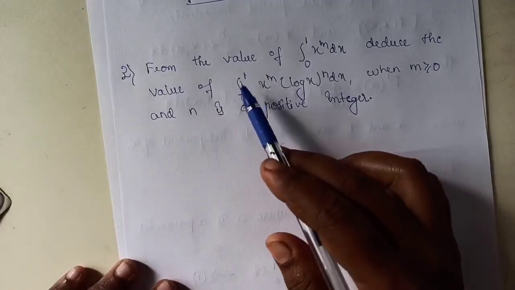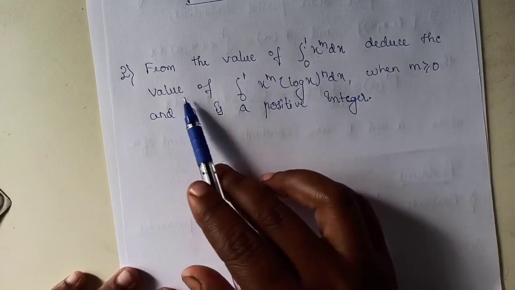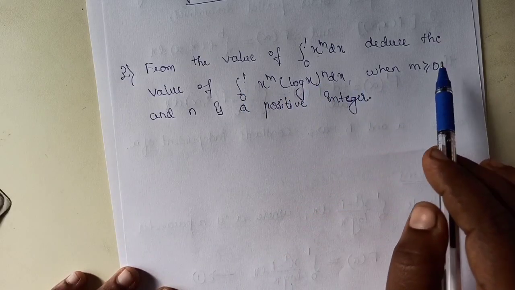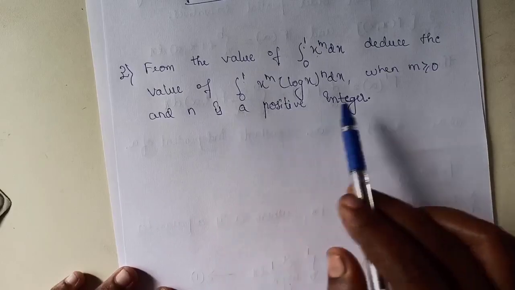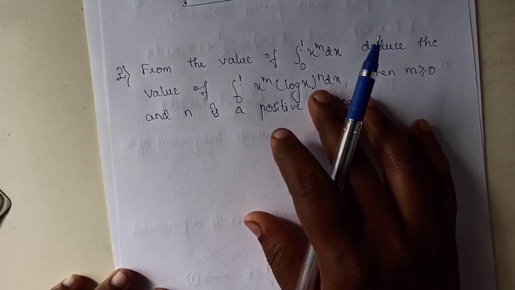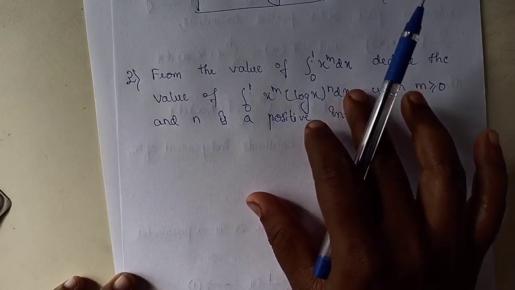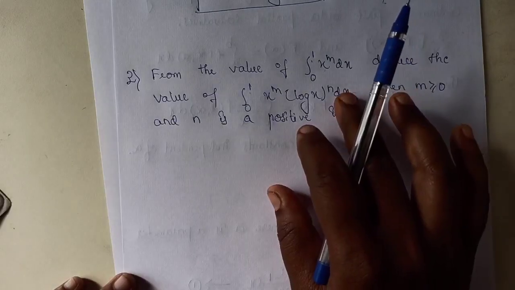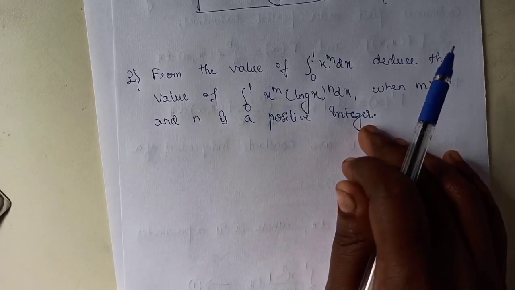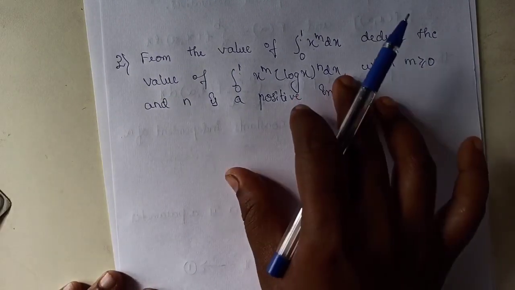Next problem. From the value of integral 0 to 1 of x raised to m dx, deduce the value of integral 0 to 1 of x raised to m times (log x) raised to n dx, when m is greater than 0 and n is a positive integer. So in the exam they may ask a question like this also. Here again we use differentiation under the integral sign, by the Leibniz rule only. Sometimes they will mention that by using differentiation under integral sign, or by using Leibniz rule, deduce that, prove that, like this.